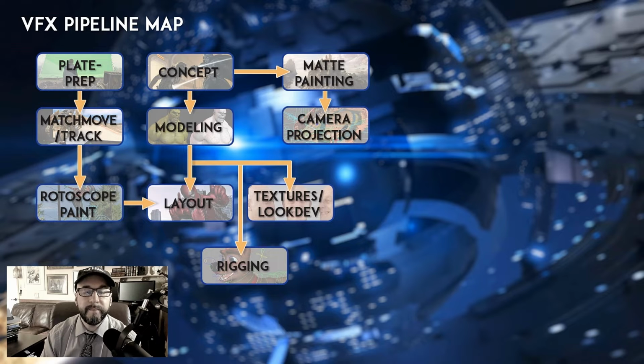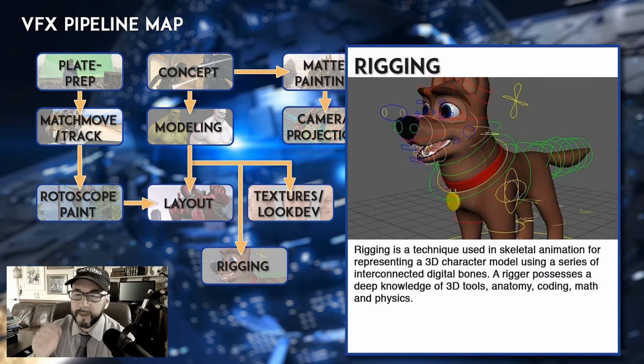While this is going on, the modeling department also sends over their models to the rigging department. And the rigging department, of course, are the artists that give the animation controls. It is a technique used in skeletal animation for representing a 3D character model using a series of interconnected digital bones. But it's not all. They don't just create bones to move a mesh. Advanced riggers will create muscle systems. They'll create all kinds of blend shapes and deformation elements in there to really give the animator exactly all the controls they need for the performance required for the shot.